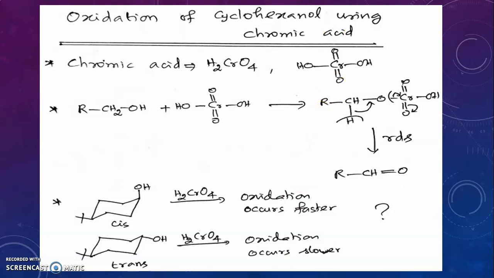Then the next reaction is oxidation of cyclohexanol using chromic acid. Chromic acid, formula H2CrO4, this is the structure. When we treat chromic acid with a primary alcohol, you will get an aldehyde first, then that will undergo further reaction and become an acid. When we treat a secondary alcohol with chromic acid, you will get a ketone. Are you clear? Here I have given only a primary alcohol. A secondary alcohol also undergoes the same reaction and gives the product. Tertiary alcohols do not undergo oxidation with chromic acid.